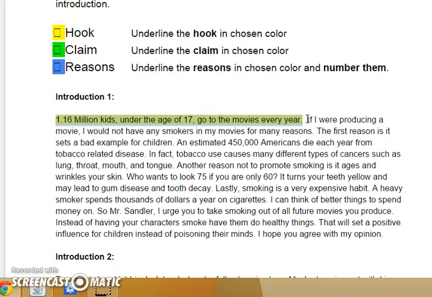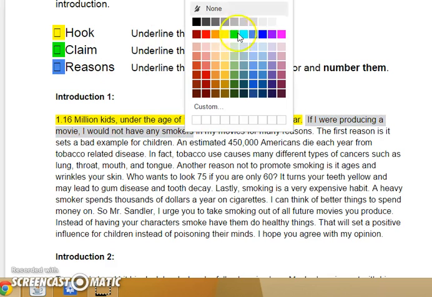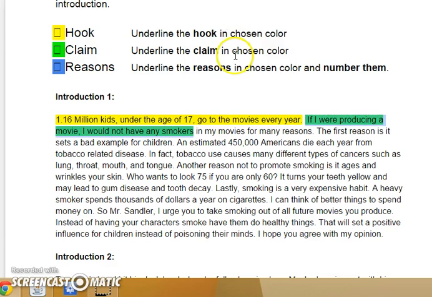If I were producing a movie, I would not have any smokers in my movie. That's the claim. This is the thesis or the claim that we're going to be writing about for this particular paper, so we're going to make that one green. So if you would underline, if I were producing a movie, I would not have any smokers. That's your claim. This is what you're going to actually be finding evidence and reasons to support.